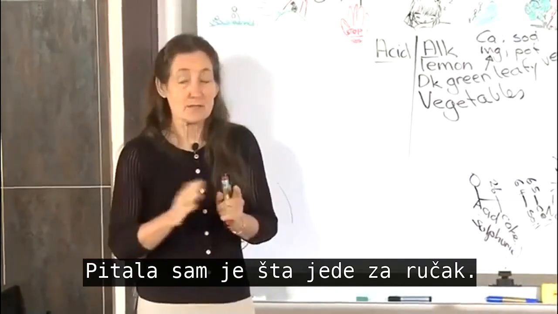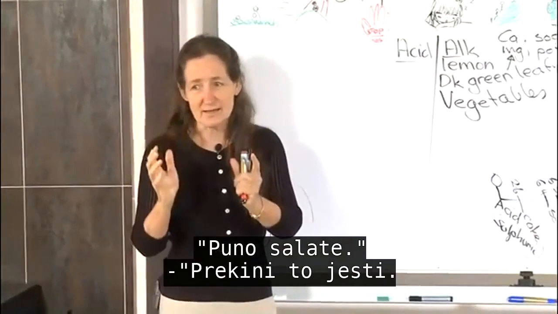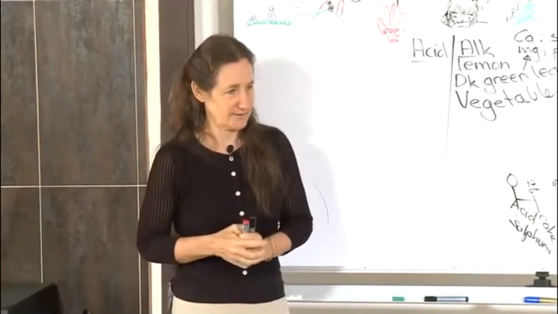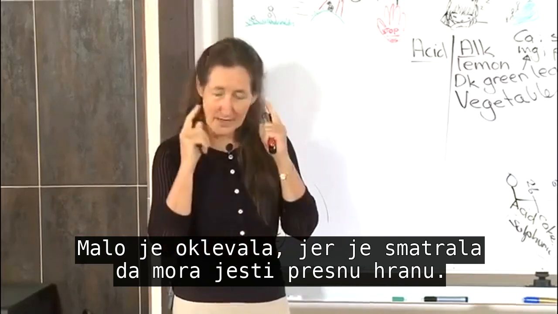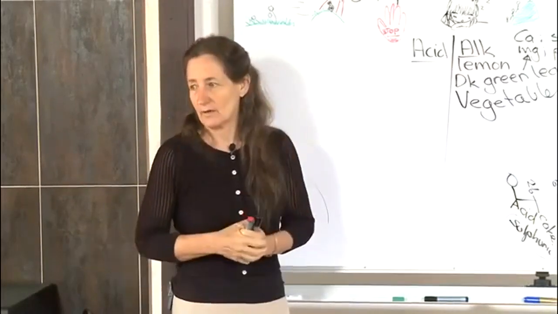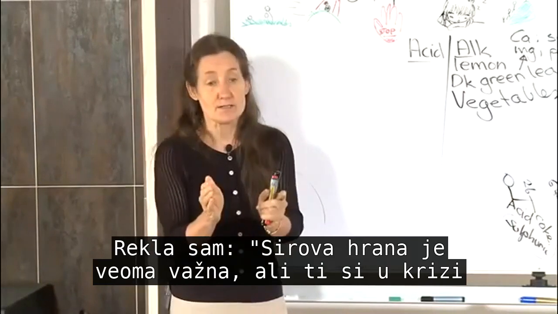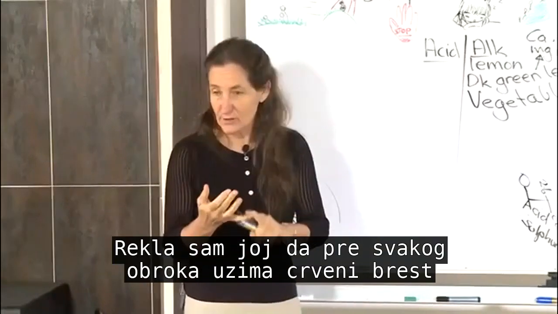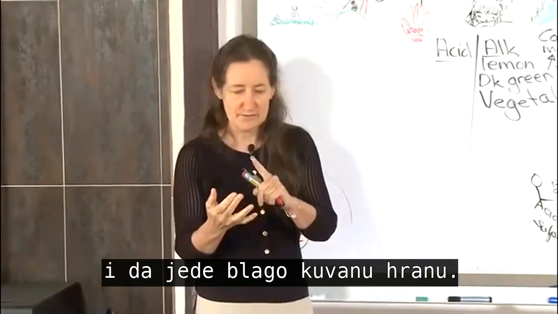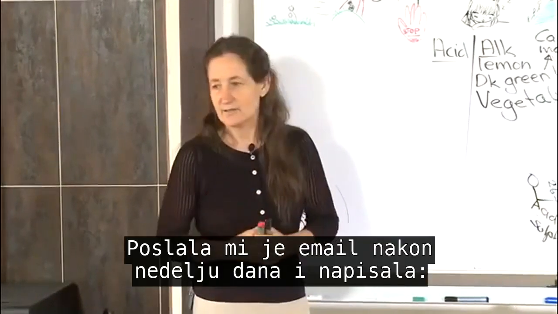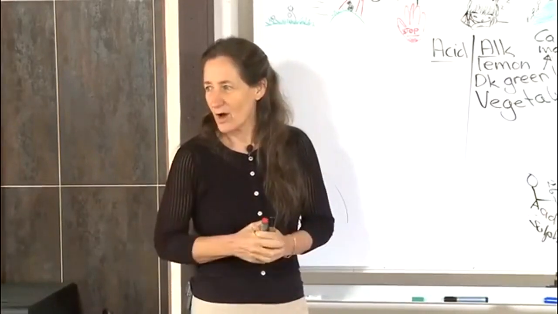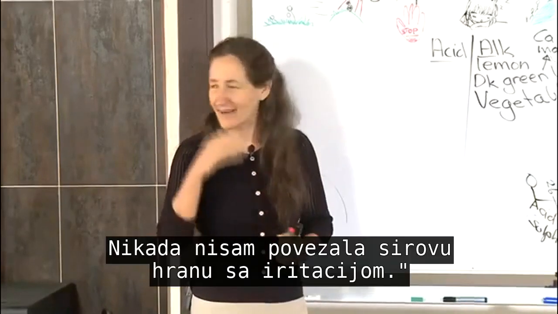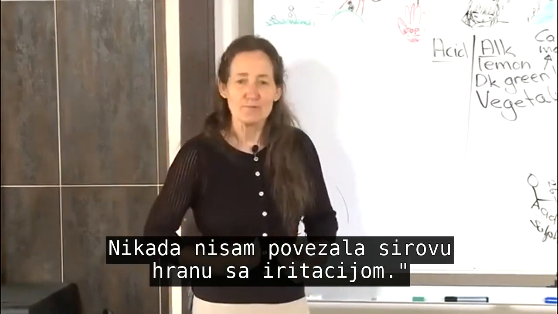I said, what are you having for lunch? I'm having a huge salad. I said, stop the salad. Just have cooked vegetables for lunch. Anyway, she was a bit hesitant because she had it in her mind she must have raw. I said, raw's very important, but you're in a crisis, and it's just for a period of time to settle down that stomach. I said, have slippery elm before every meal and just have some gentle cooked food. She emailed me a week later, wow! She said, I'm totally over it. She said, I never ever connected the raw food with the irritation.